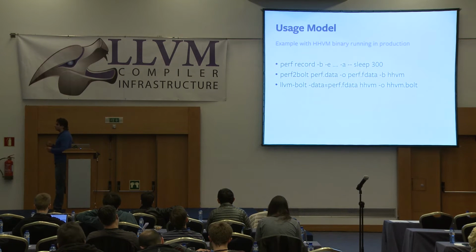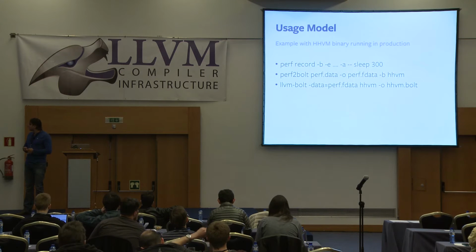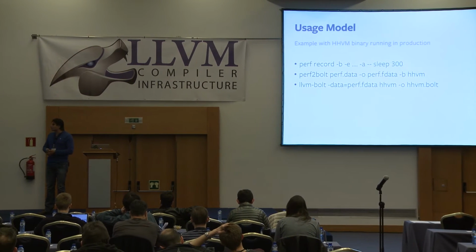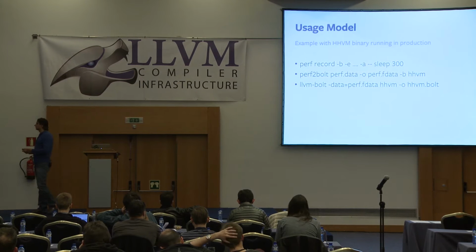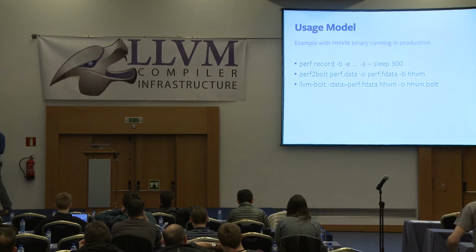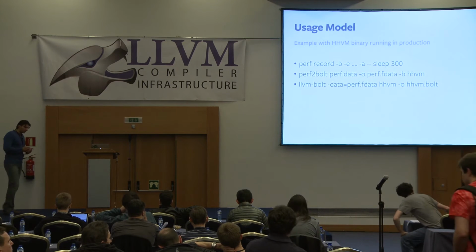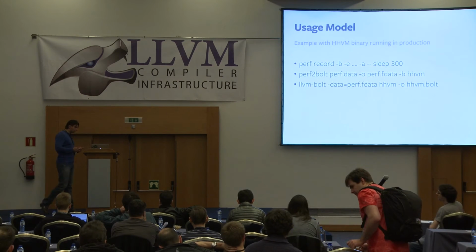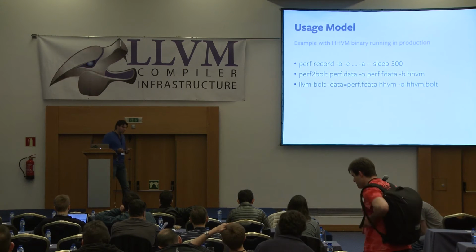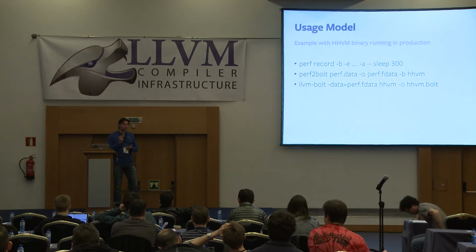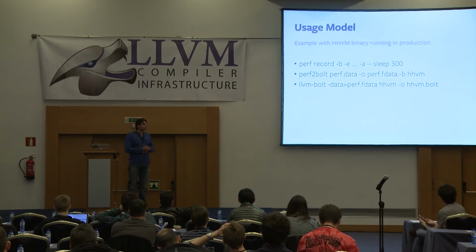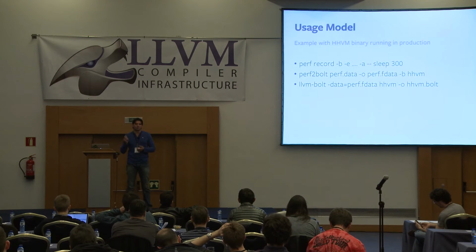After this step, you actually do the binary optimization. And this model is pretty simple. You just pass it the profile data and the input binary. It produces the output. The speed that it runs with is actually quite amazing. I think originally it took us 2 minutes to process over 100 megabytes of source code.